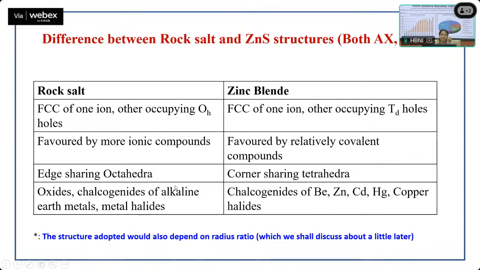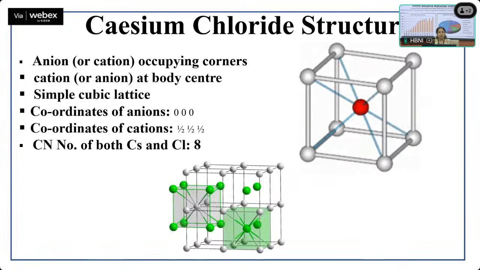So the more ionic compounds like oxides and chalcogenides of alkaline earths or metal halides, they adopt the rock salt structure. And the chalcogenides of beryllium, zinc, cadmium, the smaller ions which are more covalent, they adopt the zinc blende structure. And of course, the competition between these two will arise only when we are talking about the 1:1 stoichiometry of cation versus anion. Okay, cesium chloride, that's the simplest structure to imagine. So you have either anion or cation. By convention, let's take anion occupying corners, and the cation occupies the body center.